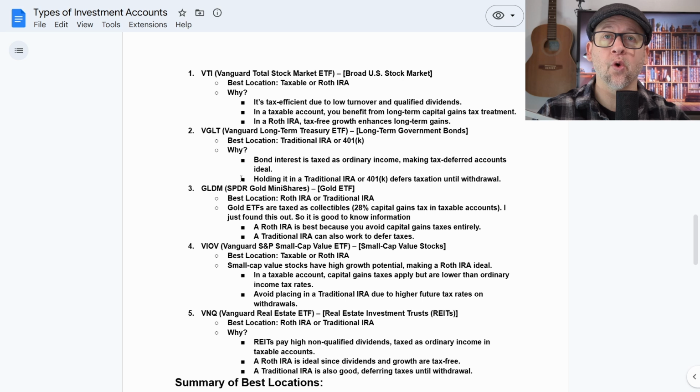So it's up to 28%. It's not automatically 28%. A Roth IRA is best for you to place gold in to avoid capital gains entirely. A traditional IRA can also work to defer taxes.